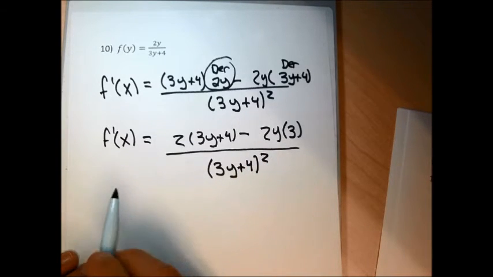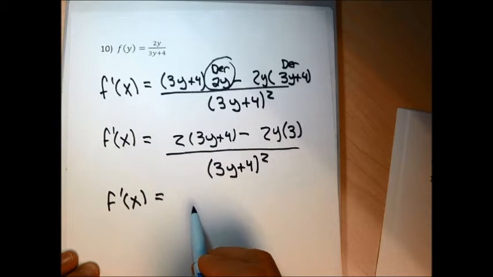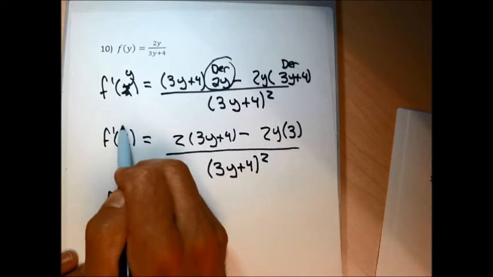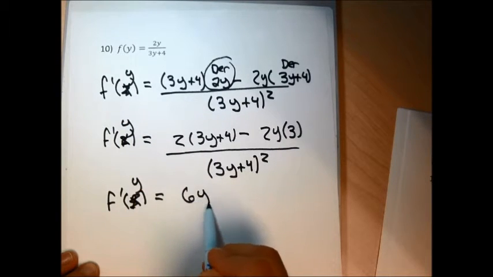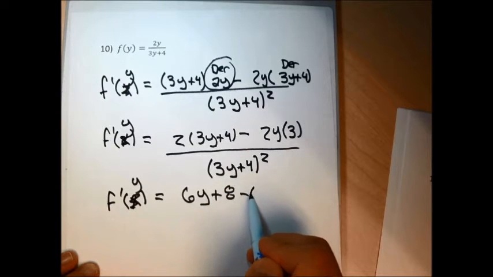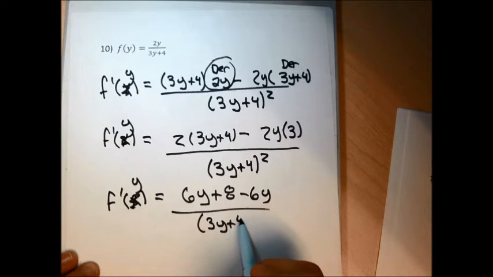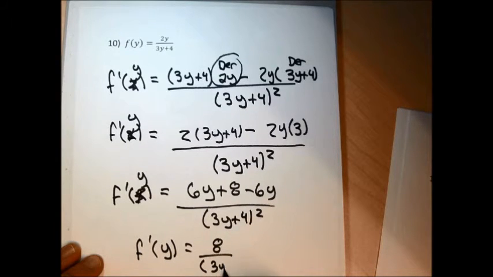Now I'm going to do the multiplication in the numerator and combine like terms. So I'm going to get f prime of y equals 6y plus 8 minus 6y over 3y plus 4 squared. The 6y's cancel, and I get an answer, f prime of y equals 8 over 3y plus 4 squared.